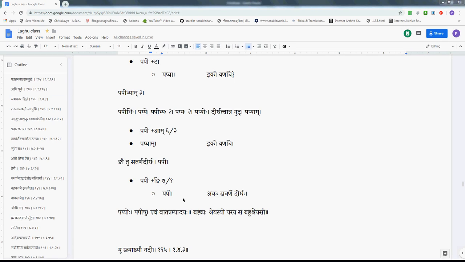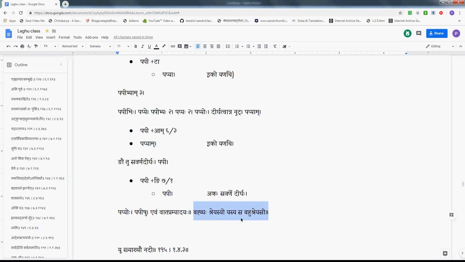So papi in saptami ekavachana, then papyoh, papishu. Papyoh here, he is also papyo, you can mark it here itself. And then this papyo is not needed and papishu because of adesha pratyaya. Evam vatapramyadeh. Vatapramih. There is a word vatapramih which is a particular kind of an antelope. So that will also decline in this manner. So there are very few dirgha ikaranta pullinga shabda.